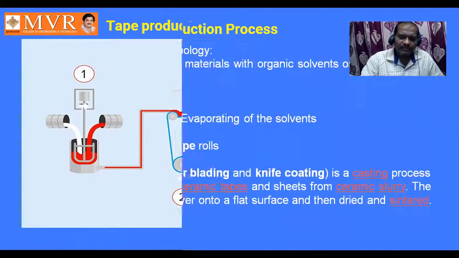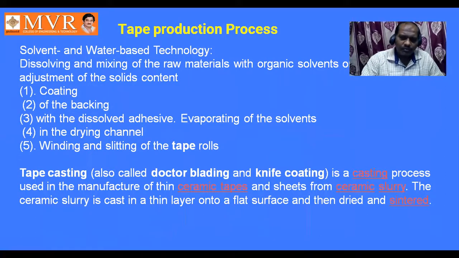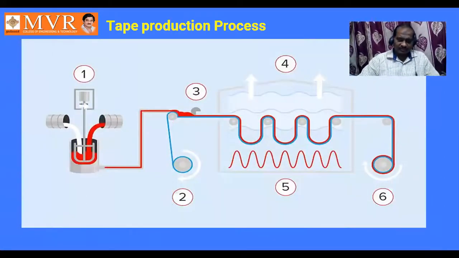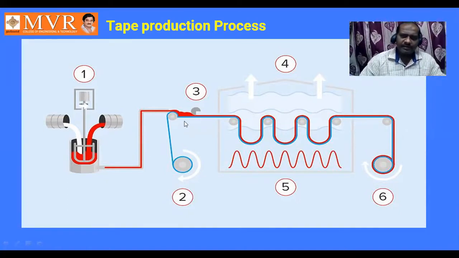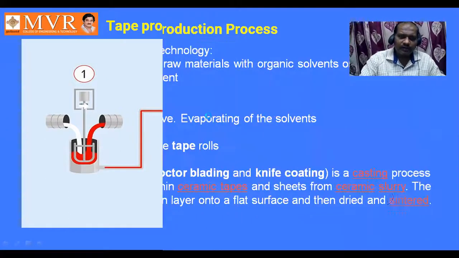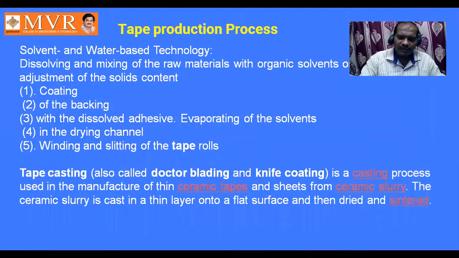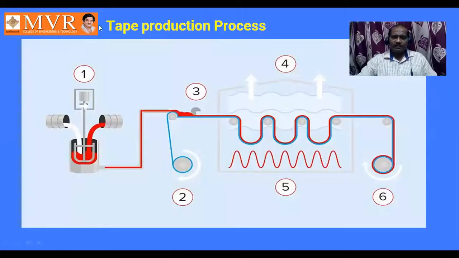What is the second process? The second step is backing. We are going to give sufficient strength to the back, that means to increase the tensile strength. That roll is passed along a roller. Next, it is passed once again over a number of rollers, which are going to be dissolved with adhesives, and then we control this.